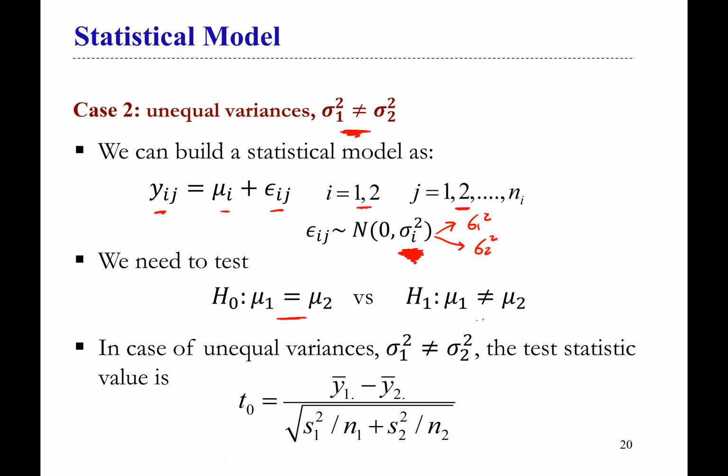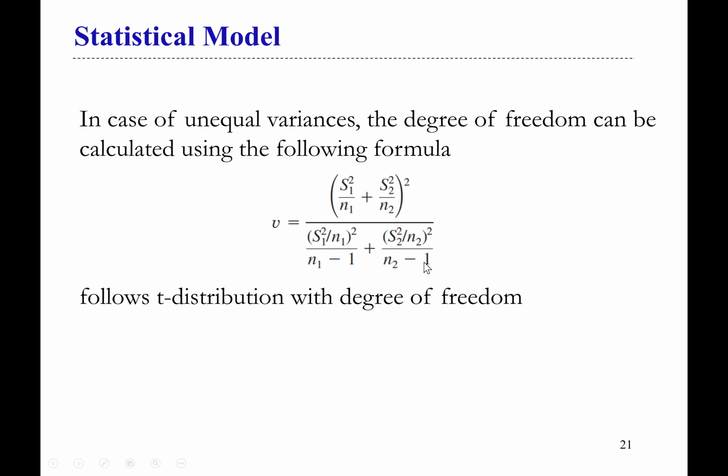H0 is the same, H1 is the same, and then T0 is Y1 dot bar minus Y2 dot bar divided by the square root of S1 squared divided by N1 plus S2 squared divided by N2. Now we do not have the same variability. I cannot take S squared as a common factor because we have two different variances. So the test statistic will change. There is no Sp. Also, the degree of freedom will change.